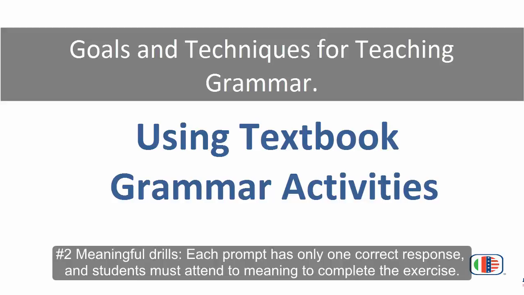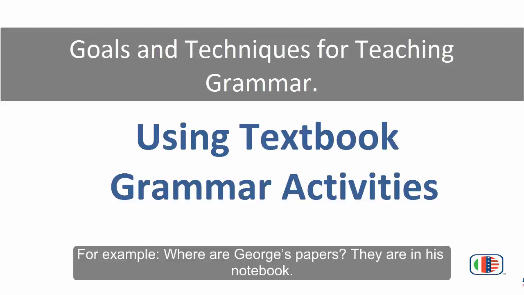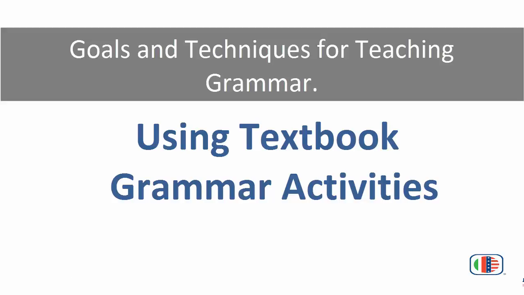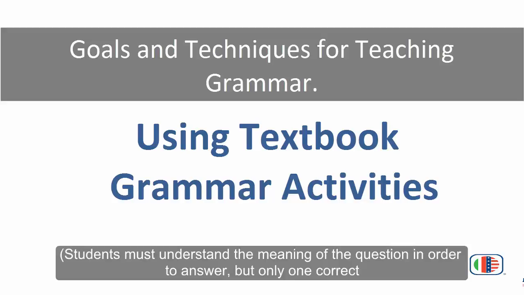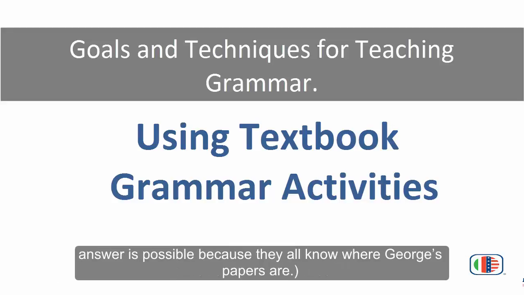Number 2, meaningful drills. Each prompt has only one correct response, and students must attend to meaning to complete the exercise. For example, where are George's papers? They are in his notebook. Students must understand the meaning of the question in order to answer, but only one correct answer is possible because they all know where George's papers are.